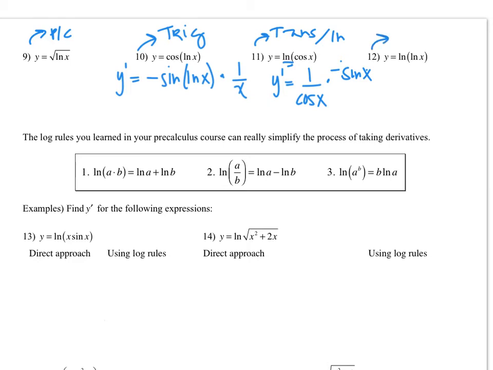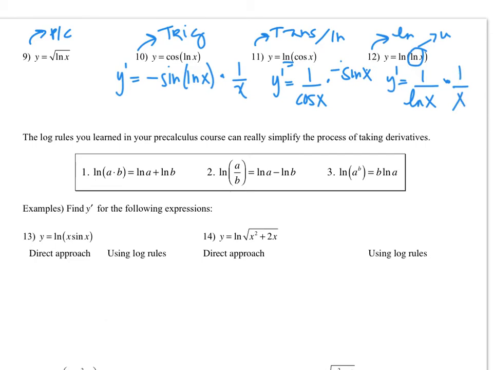This is also an ln, but the u is also ln. Okay, so this one's kind of interesting. So we'll call this u. So y prime is equal to 1 over u, so 1 over ln x, times the derivative of ln x. So 1 over u times the derivative of u. Well, the derivative of ln x is also 1 over x. So 1 over u times derivative of u.